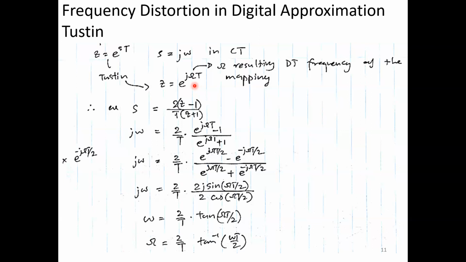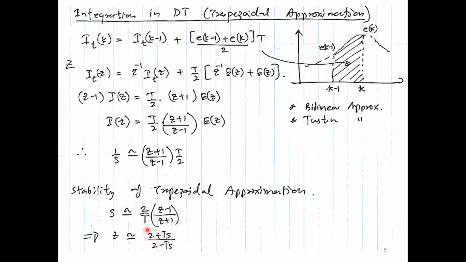After going through this Tustin approximation, if there's no distortion, we will see capital omega equals simple omega. Simple omega is the actual frequency that goes into the process. So we know in the Tustin approximation, S is equal to 2 over T times Z minus 1 over Z plus 1. That is this equation. This is the relationship between S and Z.